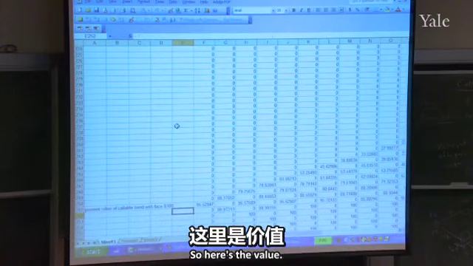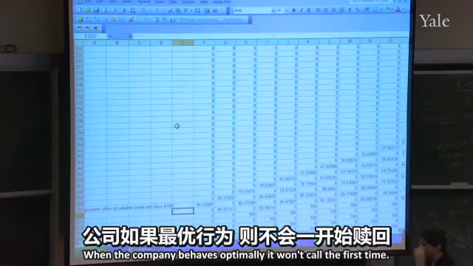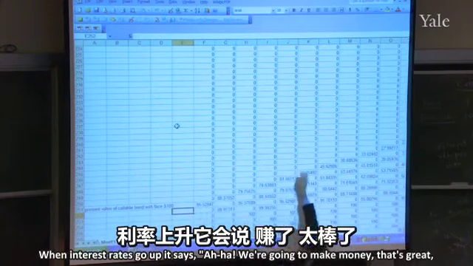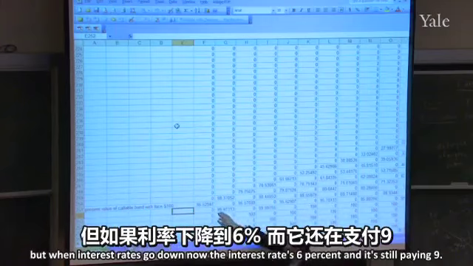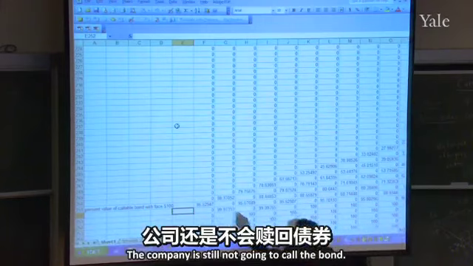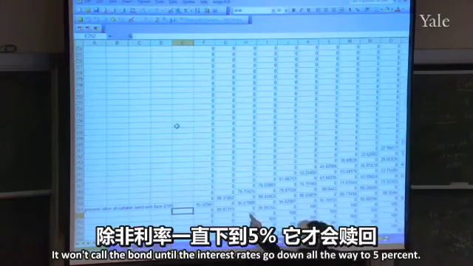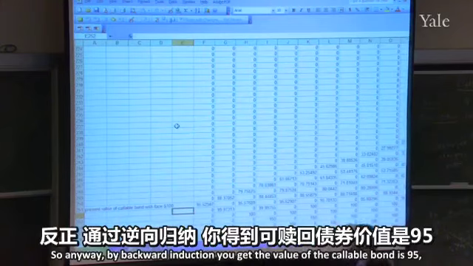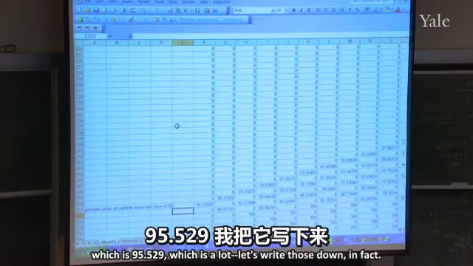So here's the value when the company behaves optimally. It won't call the first time. When interest rates go up, it says, aha, we're going to make money, that's great. But when interest rates go down, we just saw that now the interest rate is 6%, and it's still paying 9%. The company's still not going to call the bond. It won't call the bond until the interest rates go down all the way to 5%. So anyway, by backward induction, you get the value of the callable bond is 95.529, which is a lot.